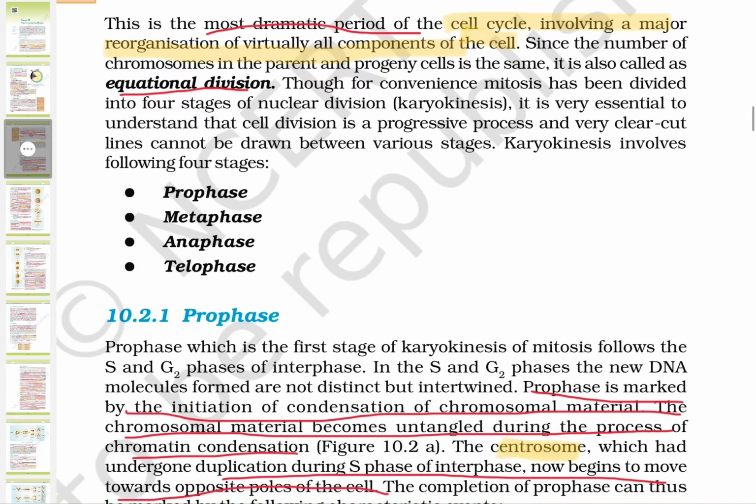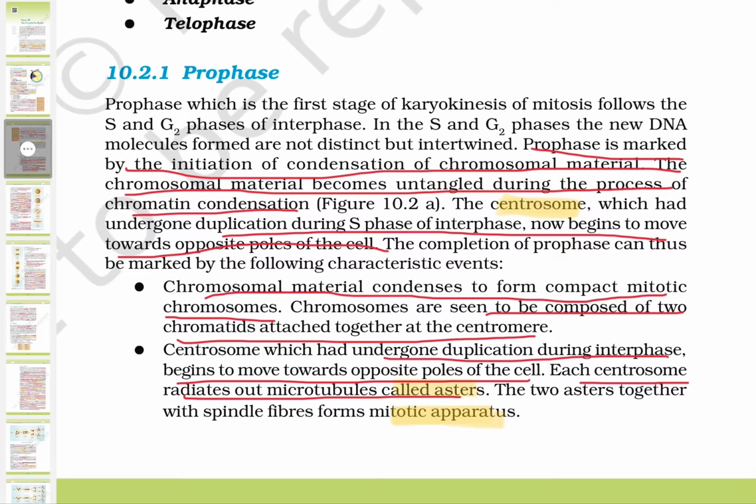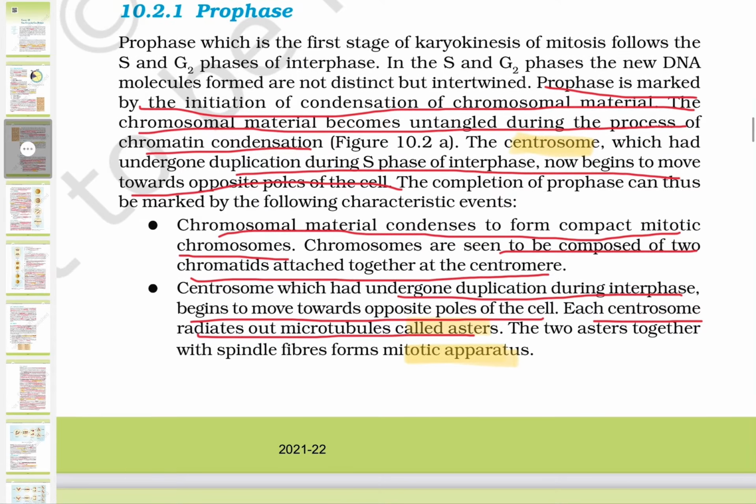When we talk about karyokinesis, it's divided into 4 stages: prophase, metaphase, anaphase, and telophase. Prophase is the initial stage. At the initiation of prophase, we have the condensation of the chromosomal material, and it becomes untangled during the process of chromatin condensation. The centrosome, which had undergone duplication during the S phase, now begins to move towards the opposite poles of the cell.